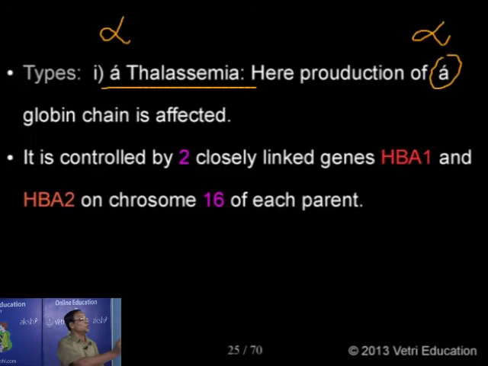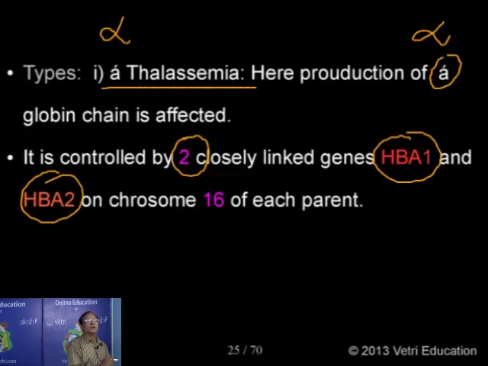Normally, there are two closely linked genes, namely HBA1 and HBA2. These two genes are localized on chromosome number 16 of each parent. So in each parent we have two genes, so we have four genes altogether, coming from the two parents brought together. The synthesis is controlled by two genes, namely HBA1 and HBA2, on chromosome 16 of each parent.